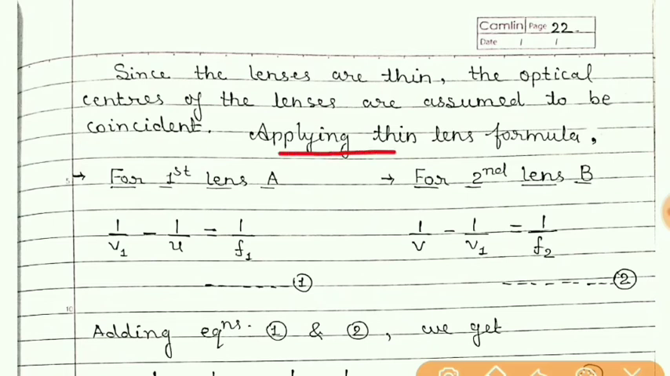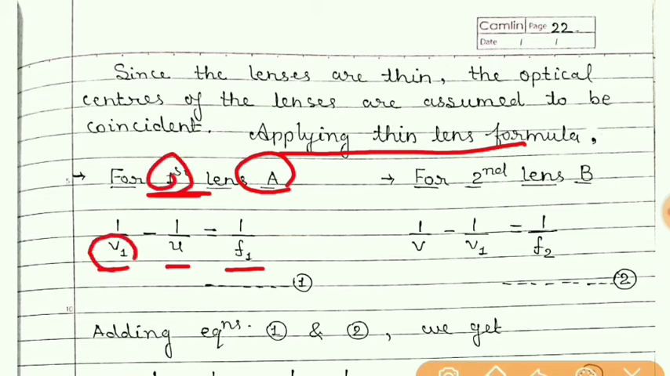Applying the thin lens formula for the first lens, that is lens A: 1 upon V minus 1 upon U is equal to 1 upon F. But here it is for the first lens. So the first image is formed, that is V1, its distance. And the focal length of the first lens is F1.